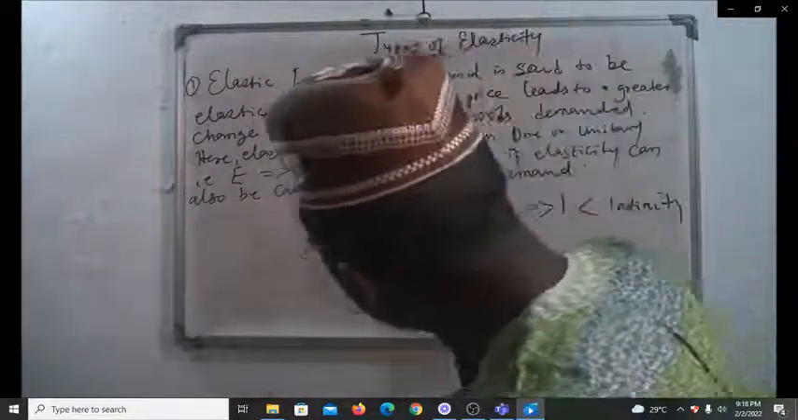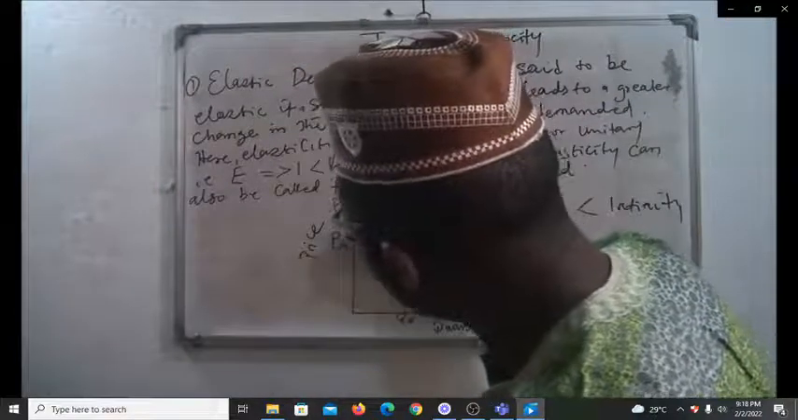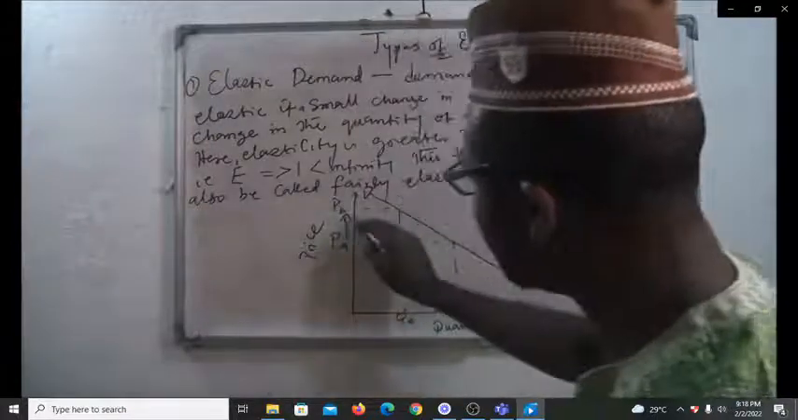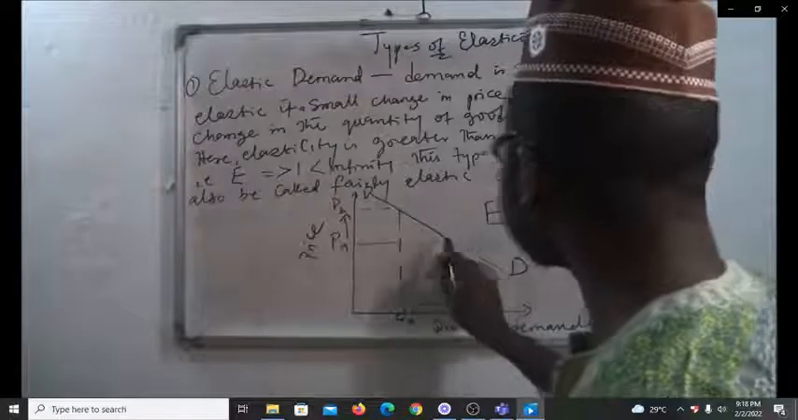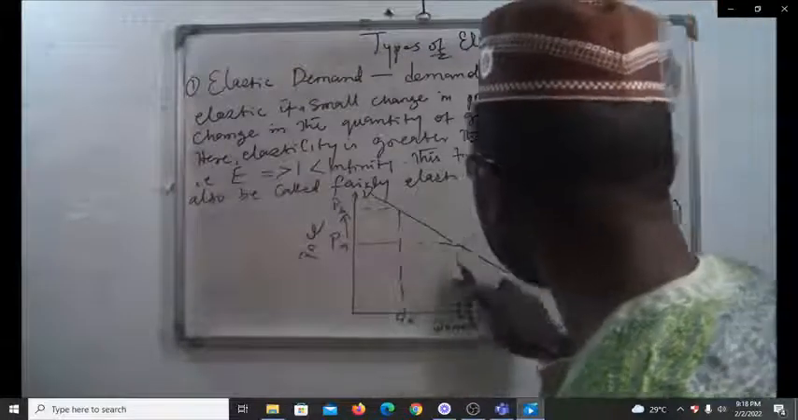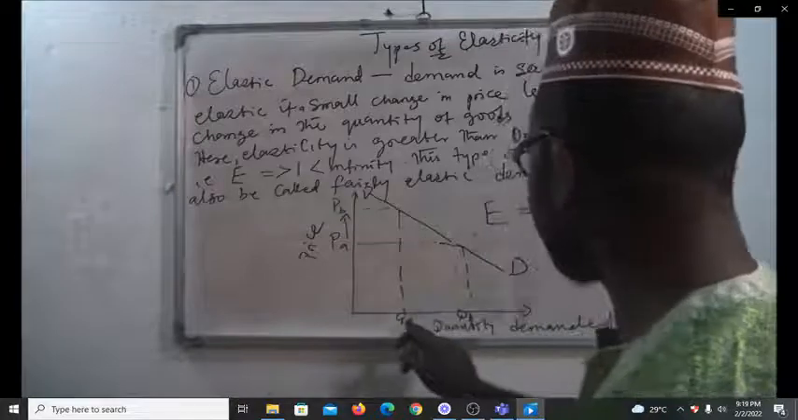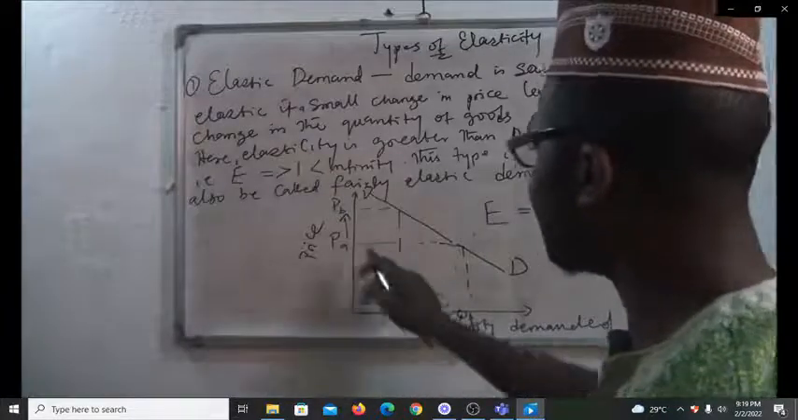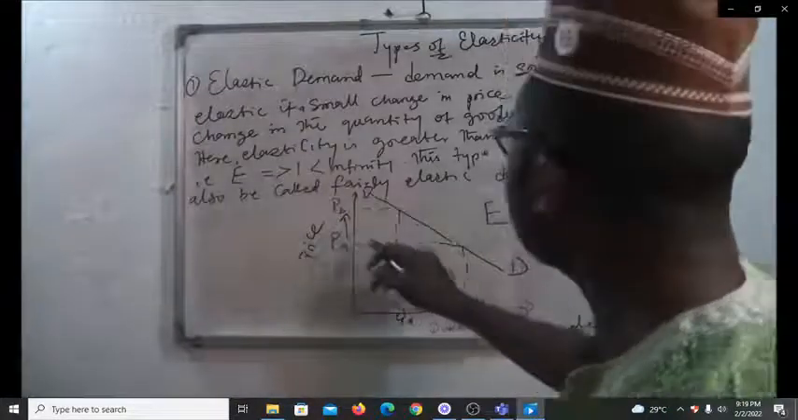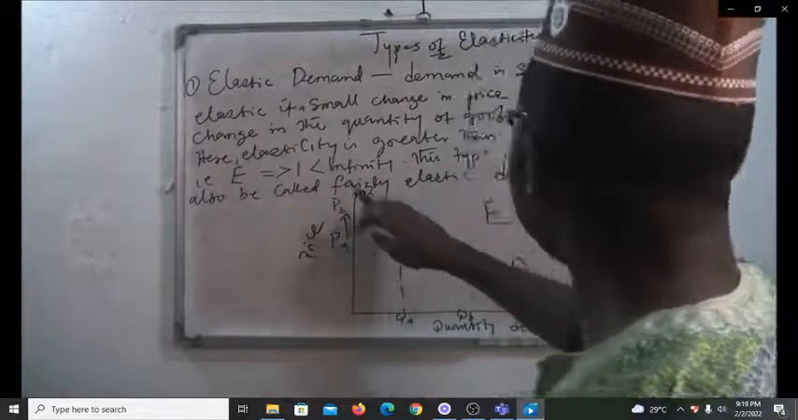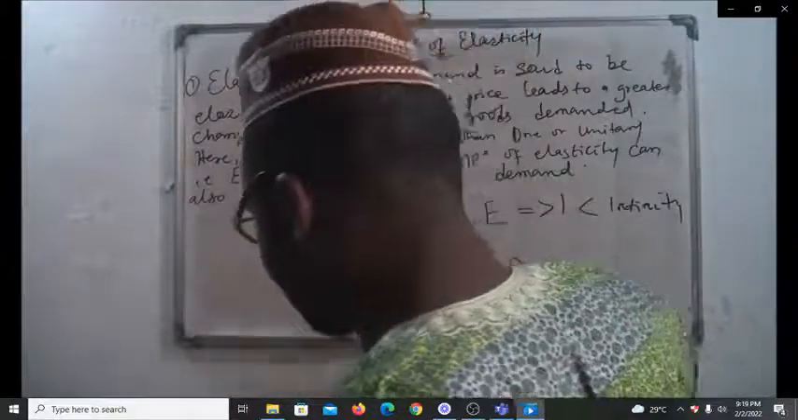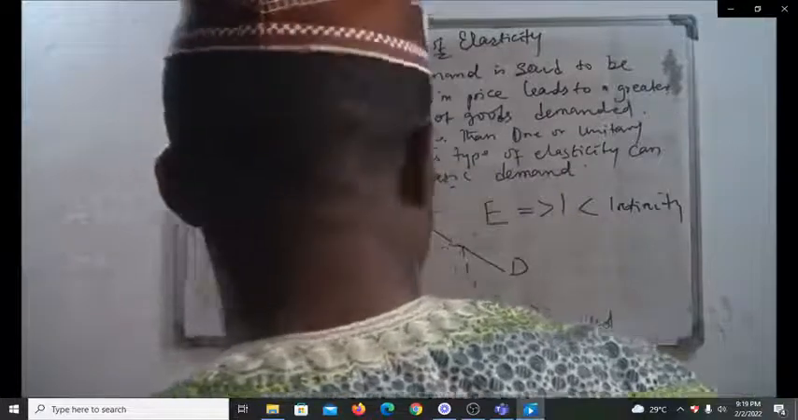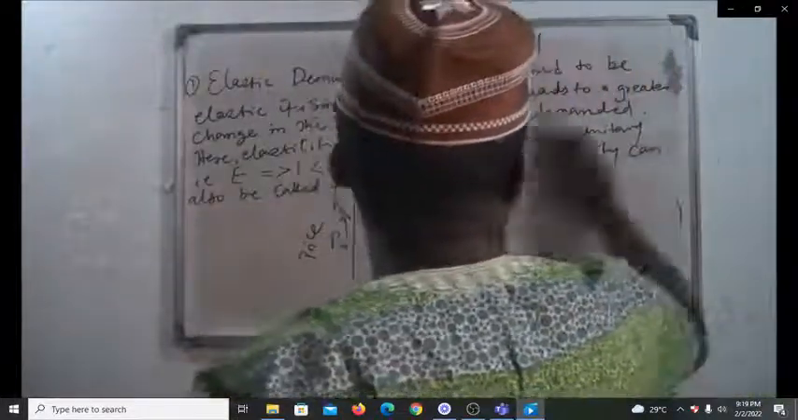This is the graph. When there is a change in price, can you see the change in price? Price moves from PA to what? PB. Just small, because of this small change, there is large change in what? Large change in demand. Can you see that the space between here and here is bigger than the space between here and here, isn't it? So this is what we call a fairly elastic demand. You can call it elastic demand or what? Fairly elastic demand. Is that clear? Good.